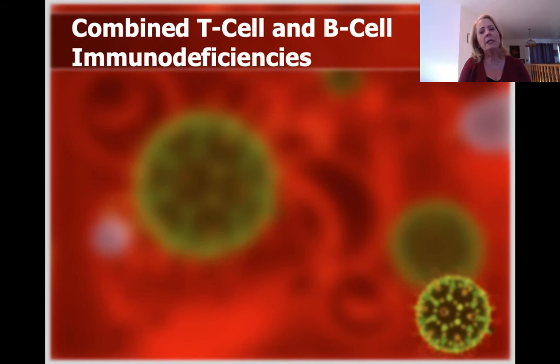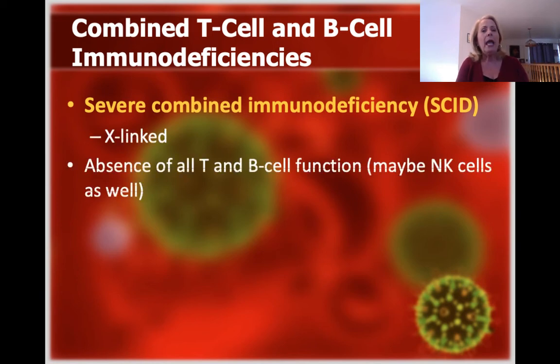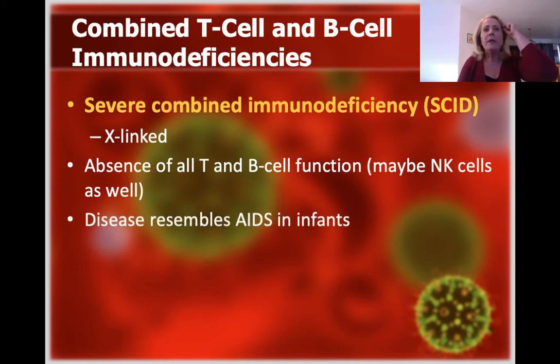Combined T cell and B cell immunodeficiencies. One is called SCID, and this is severe combined immunodeficiency. This is also X-linked, and it is an absence of all T cells as well as all B cells. So basically, they have no real immune system. And this disease resembles AIDS. With AIDS, the immune system has basically plummeted. And with these kids, they just don't have one.